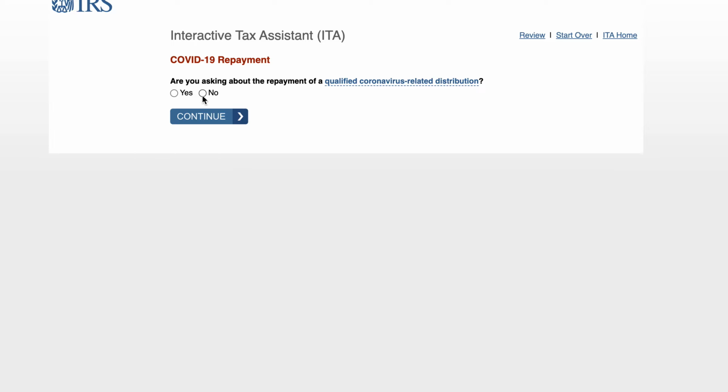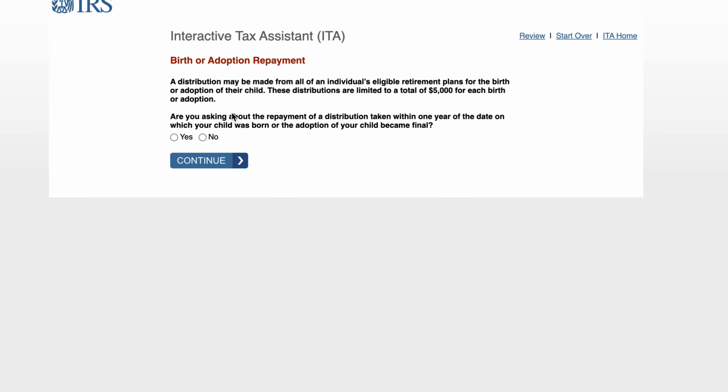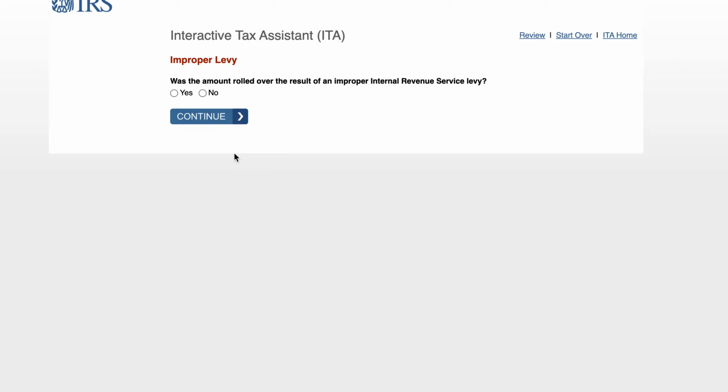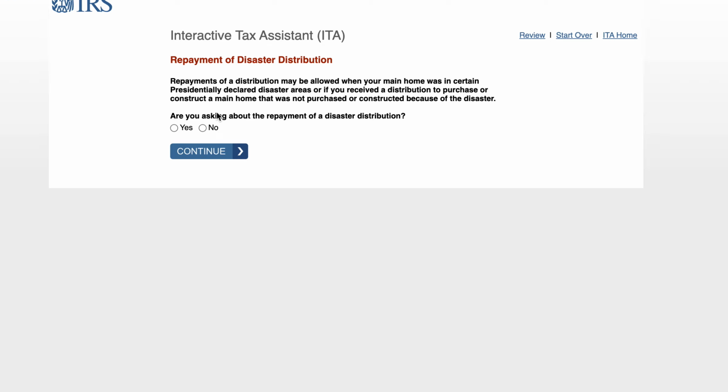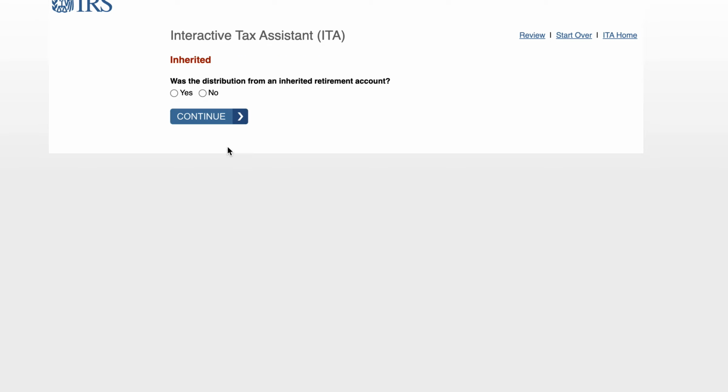We're not asking about the repayment of a COVID related distribution, so we're going to skip that question. This is not related to a birth or adoption repayment. There wasn't any IRS levy involved, and we're not talking about repayment of a disaster distribution. And we're not talking about an inherited IRA. Was this a direct transfer?